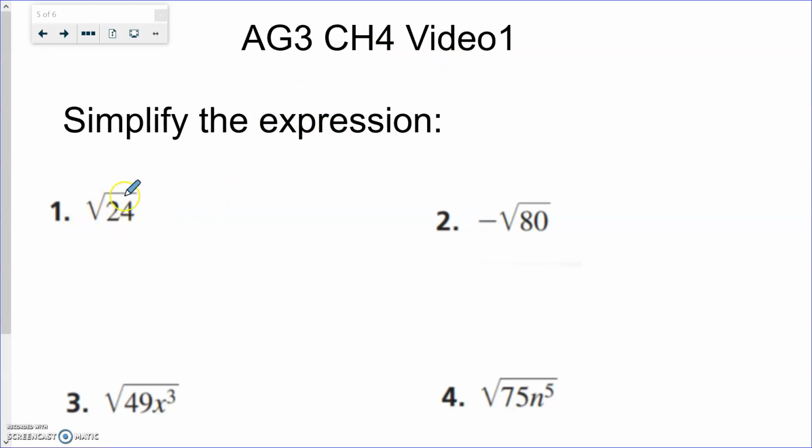We want to break down the square root of 24, which is not a perfect square, into two numbers, one of which is a perfect square. Similarly here, the square root of 80 into two numbers, one of which is a perfect square. You may have to look at our last example for 3 and 4. Okay, go get the practice.